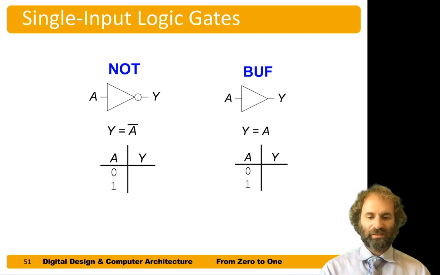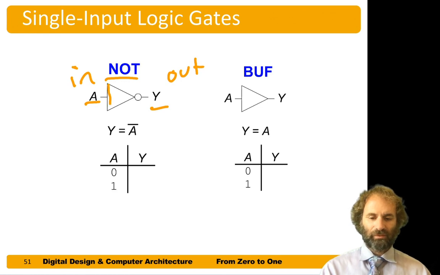One of our favorites is the NOT gate. The NOT gate has an input called A, an output called Y, and the symbol is a triangle with a circle, and the circle is indicating inversion, to do the opposite. The Boolean equation is Y equals A bar, usually pronounced Y equals not A, and the NOT gate does the opposite of the input. So if we put in a 0, we get out a 1. If we put in a 1, we get out a 0.